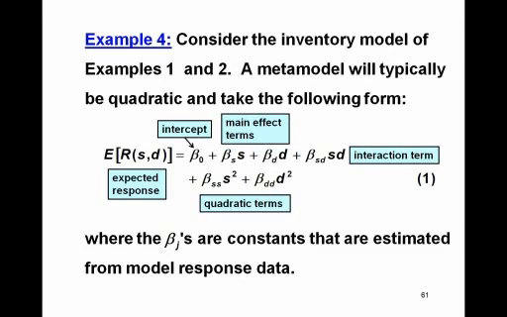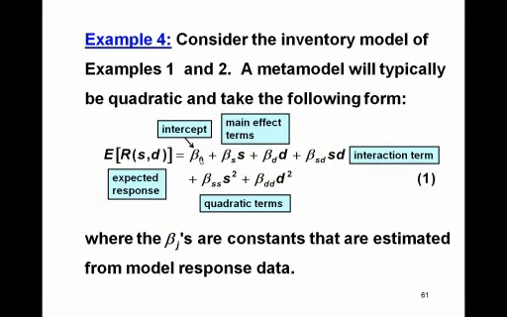Now a meta model will typically be quadratic. It'll have second order terms and take the following form. Here we have the response from the simulation for particular values of little s and little d. R will be a random variable, and we're interested in its expected or mean response, and we're going to write it in terms of a regression equation.